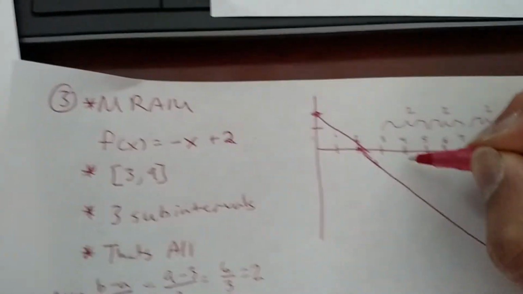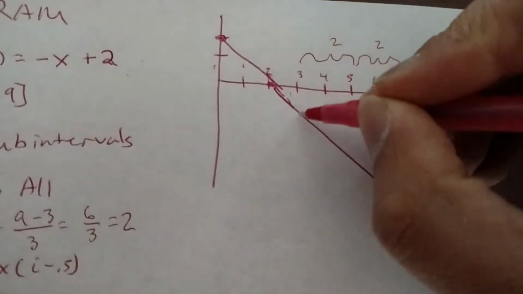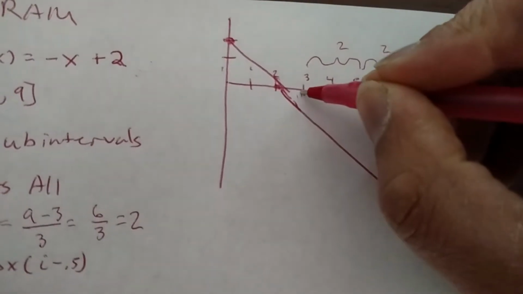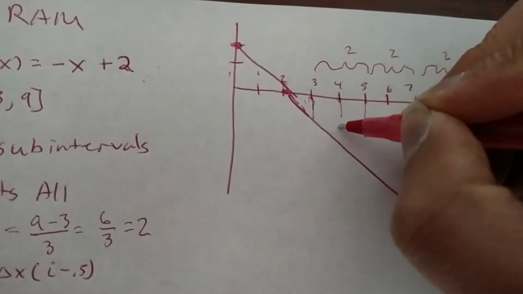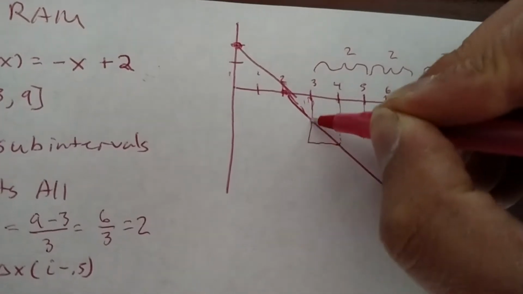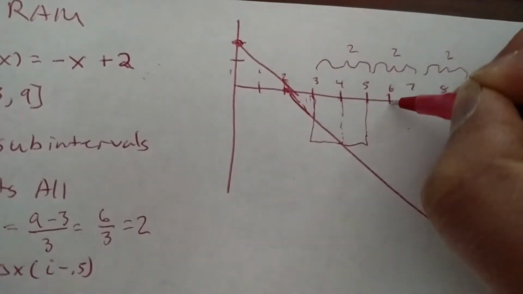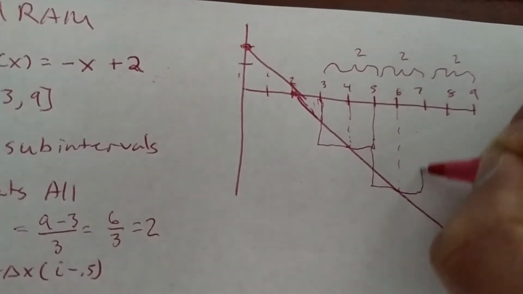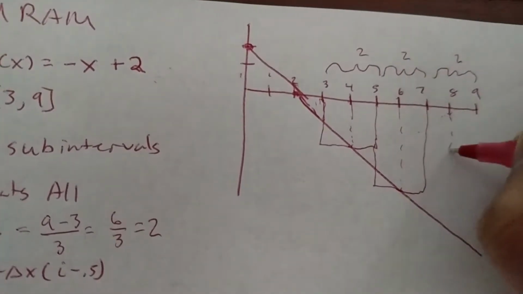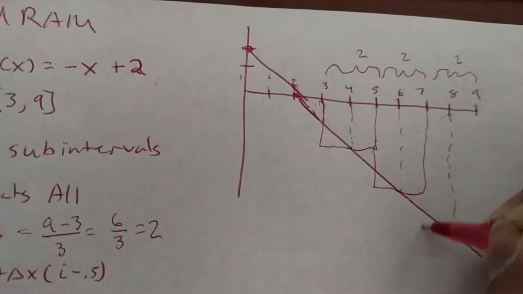And this is a midpoint, so I'm not going to go up to 3, I'm not going to go up to 5. Well, I am going to go up, but where I actually stop is at the 4. And where I actually stop is at the 6. And the 8.